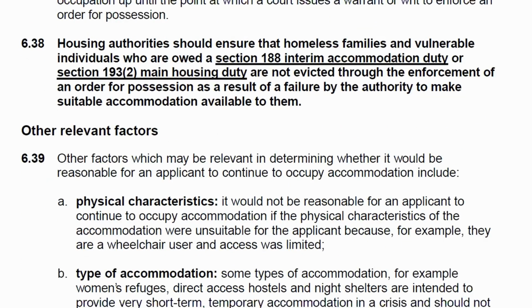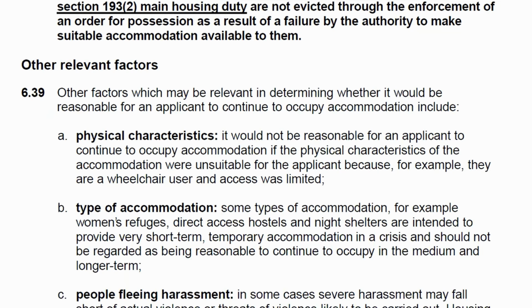Other relevant factors. 6.39. Other factors which may be relevant in determining whether it would be reasonable for an applicant to continue to occupy accommodation include: A, physical characteristics. It would not be reasonable for an applicant to continue to occupy accommodation if the physical characteristics of the accommodation were unsuitable for the applicant because, for example, they are a wheelchair user and access was limited.